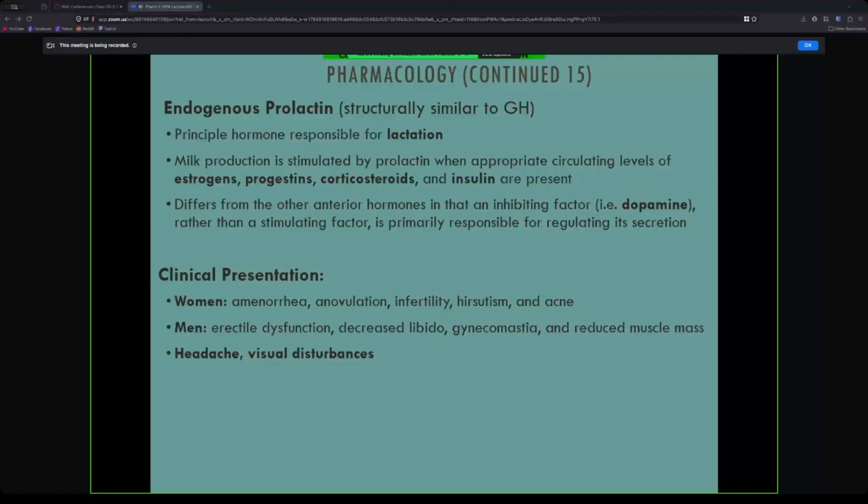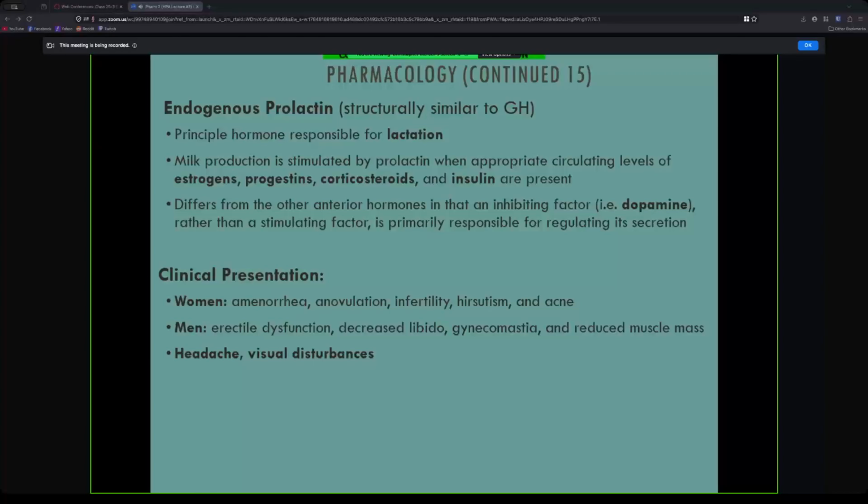So now we're going to discuss prolactin, which we talked about yesterday. This was the unique hormone, right, from the anterior pituitary. Important note is that prolactin is structurally similar to growth hormone, and it's the principal lactation hormone. Milk production is going to require the prolactin plus permissive levels of some other hormones. They're listed there for you: estrogen, progestin, corticosteroids, and insulin.